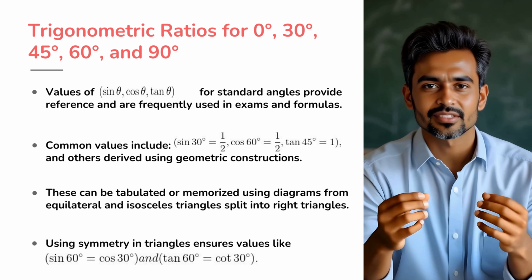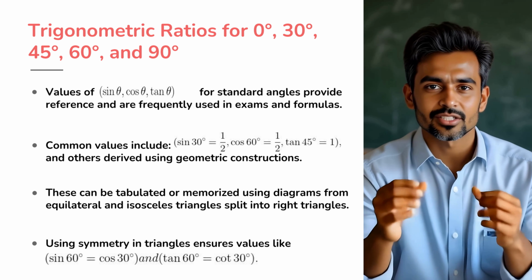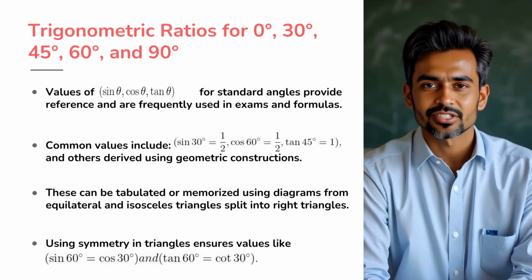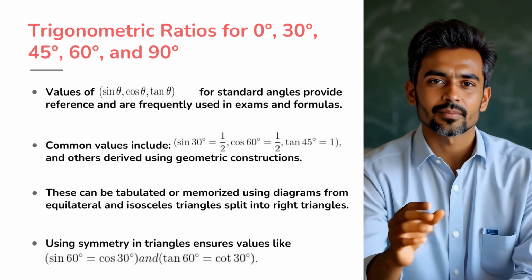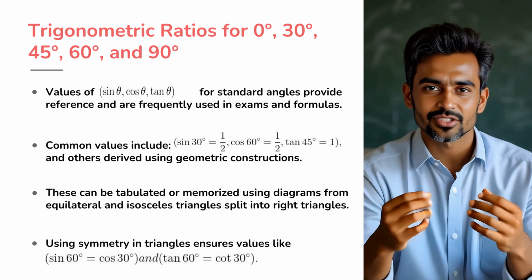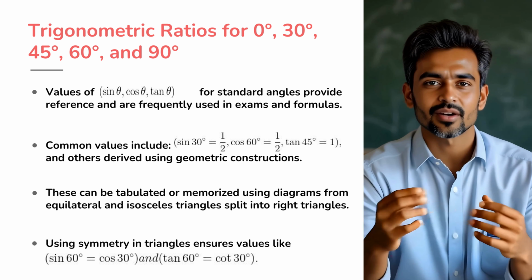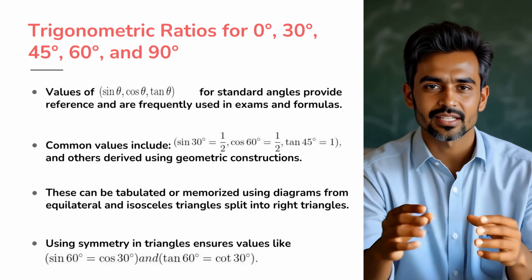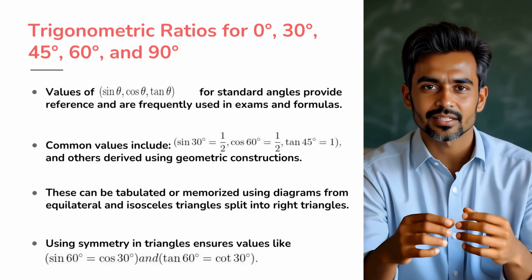In fact, sine 60 degrees equals cosine 30 degrees. This is because of the symmetry in triangular shapes. The tangent of 45 degrees is exactly 1. This is because in a 45-45 right triangle, the opposite and adjacent sides are equal in length.